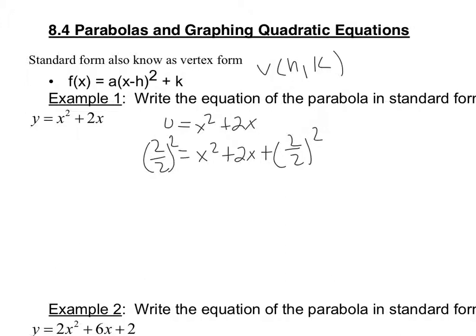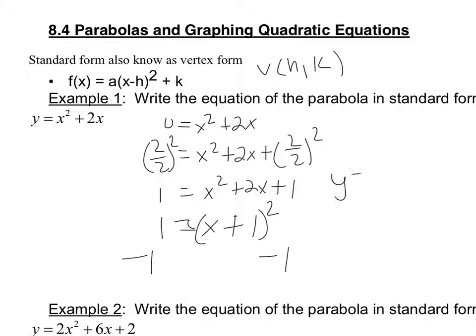Okay? So you get 1 equals x squared plus 2x plus 1. But then remember, this factors into x plus b divided by 2 squared. Okay? So then subtract this 1 back over, and you get y equals x plus 1 squared, not plus, minus 1. So the vertex is negative 1, 1.